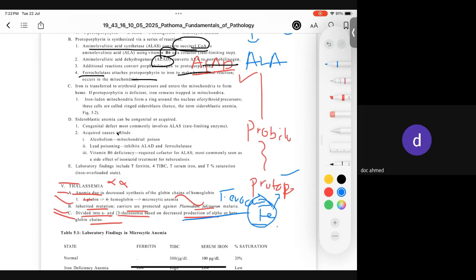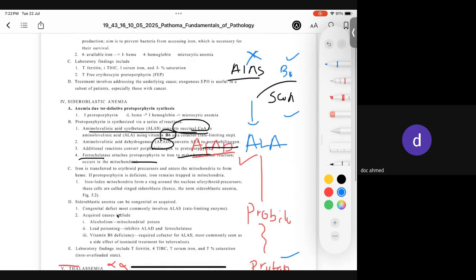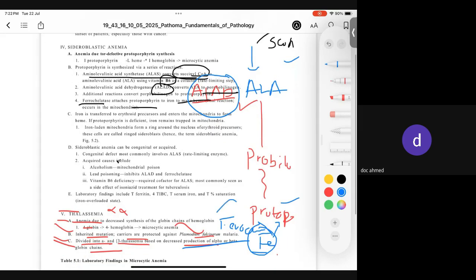Similarly, we have lead. What does lead do? Lead is basically a poison which can inhibit two enzymes, ALAD and ferrochelatase. So whenever we have lead poisoning, we won't have function of these two enzymes. If we do not have function of these two enzymes, again the iron would be waiting there. You cannot form protoporphyrin. You can never make heme. If you can never make heme, you can never make hemoglobin. You'll have microcytic anemia.